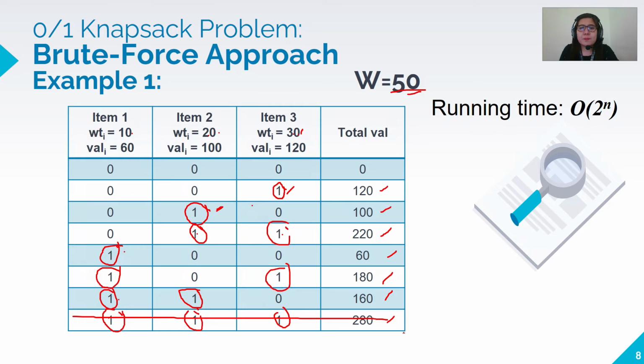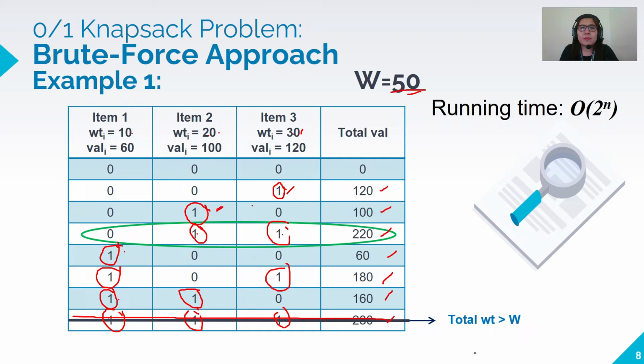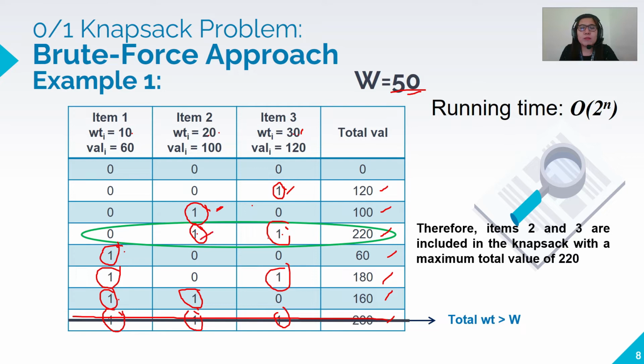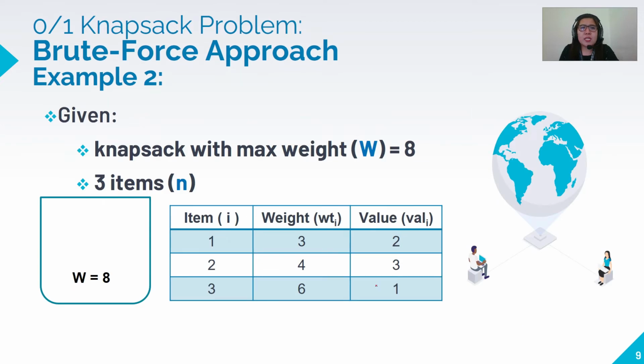Okay, next. Because the total weight is greater than the weight of the maximum capacity of the knapsack. And then, our final answer, what should be included in the knapsack, which has the maximum total value. So we have this one. Okay, so yan yung maximum total value. So therefore, our conclusion, item 2 and item 3 are included in the knapsack with a maximum total value of 220.